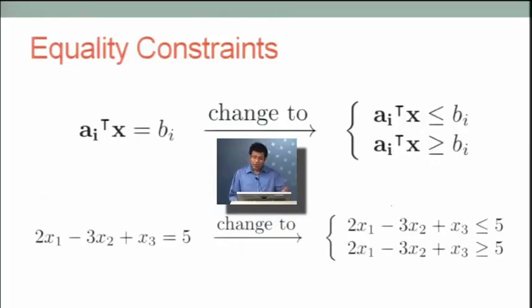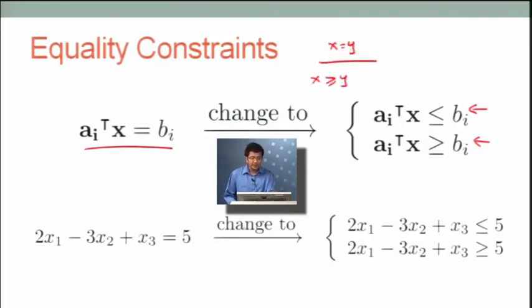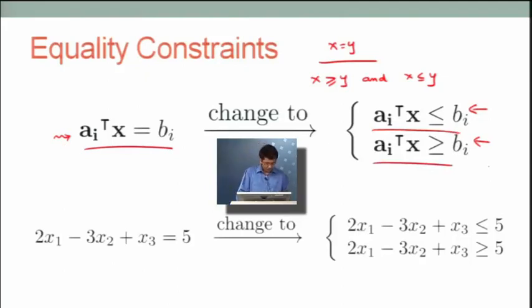All right, how about equality constraints then? An equality constraint is just 2 inequality constraints. So if you want to say x equals y, alternatively you can say x greater than or equal to y and x less than or equal to y. So therefore, you can take any equality constraint here and you can get 2 inequality constraints. Therefore, equalities are not a problem, right?